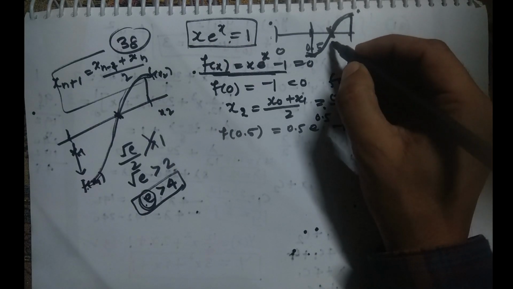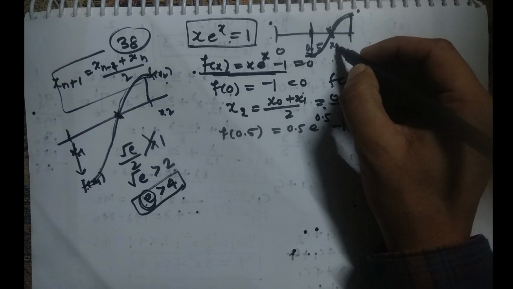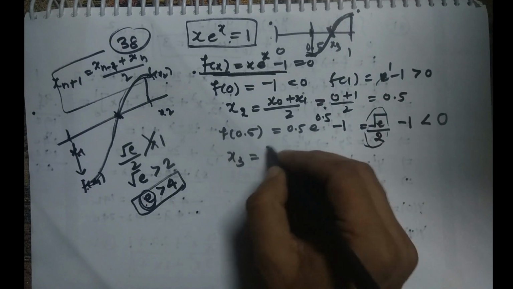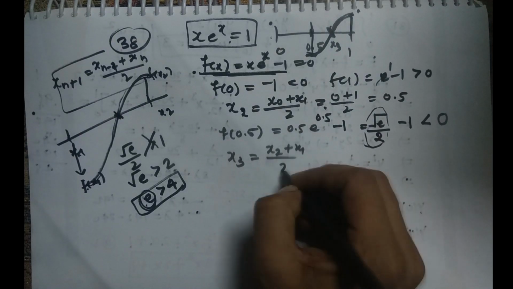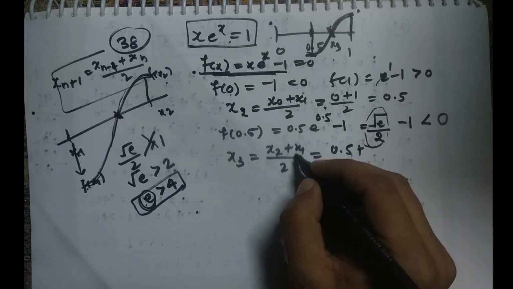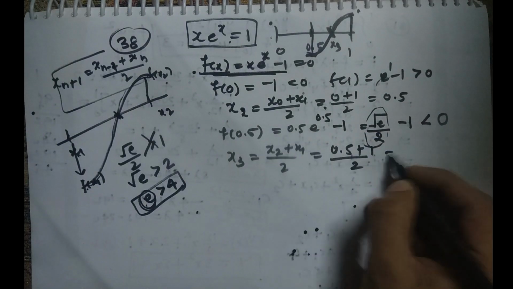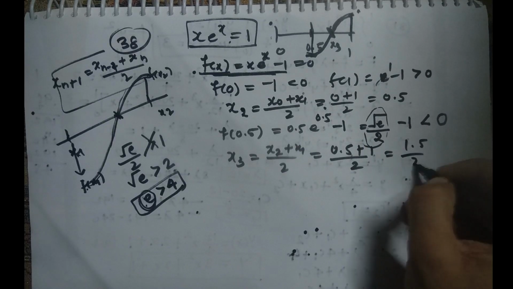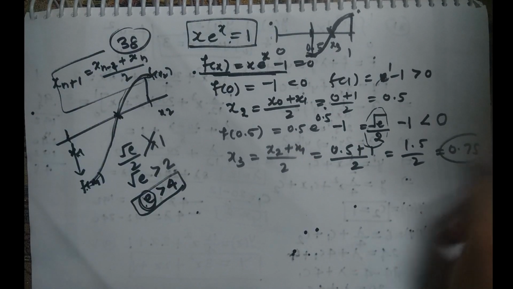So let's say this our next root is x3. So what will be our x3? x3 is nothing but (x2 + x1)/2. What is my x2? x2 we already found out, 0.5, plus what is x1? x1 is nothing but 1, divided by 2. So this is 1.5 by 2, and 0.75.